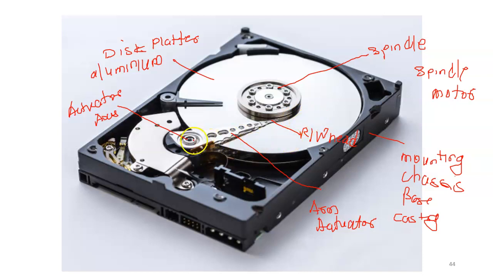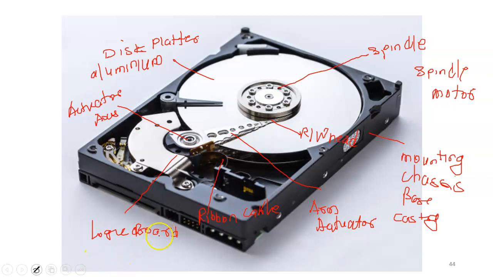This complete actuator mechanism is controlled with the help of the logic board, which is located on the back side. There is a connection between the logic board and the actuator axis with the help of this cable. This cable is known as a ribbon cable. It acts as an interface between the actuator mechanism and the logic board, which is located on the back side. We will see the structure of the hard disk drive again in the video.